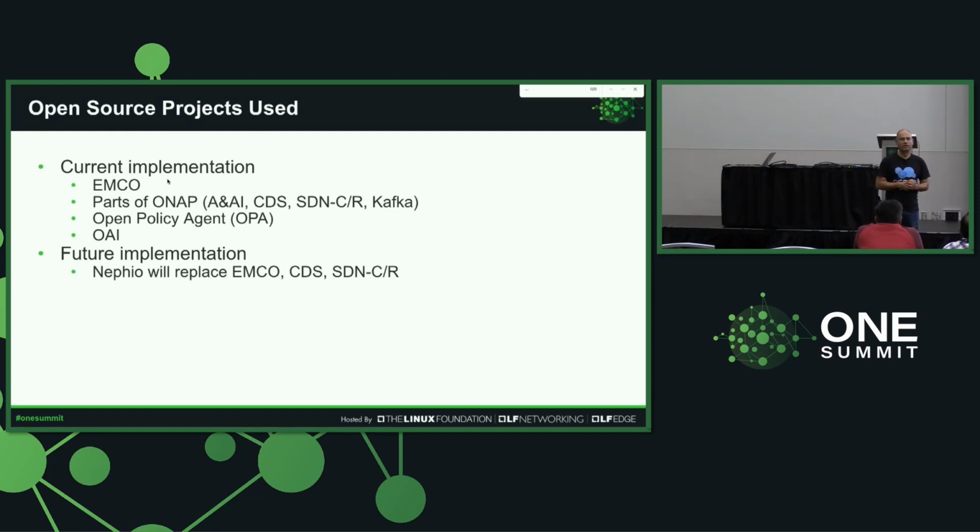And we have worked with commercial RAN vendors. We worked with Radisys for the first demo. We're starting work with Capgemini Engineering. But we have also worked with open source, so we have worked with OpenAirInterface RAN as well. For the future implementation, we are going to switch to Nephio. So MCO, CDS, SDNC, SDNR, we are going to deprecate all of that and switch over to Nephio. So it will really be Nephio, OPA, Kafka, and OpenAirInterface for the next version of the demo.